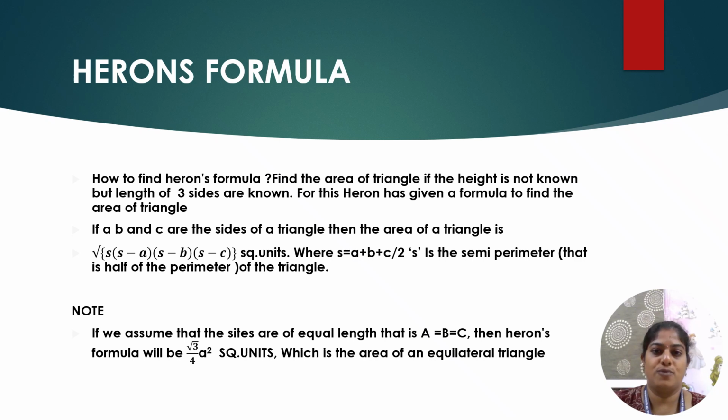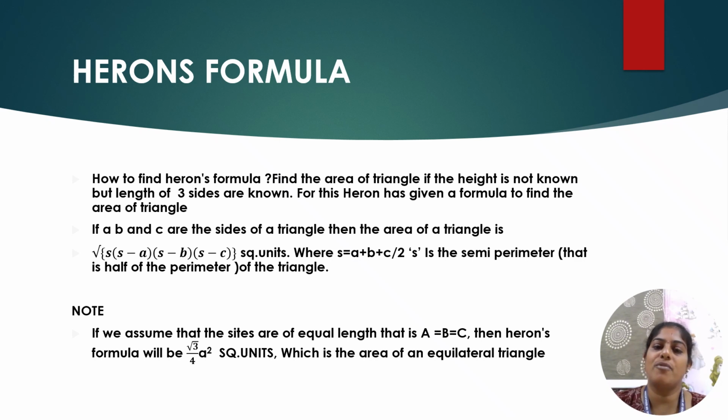Now comes Heron's formula. So what is the purpose of moving to Heron's formula? Once all the three sides are given, we can easily find the area by Heron's formula. Generally you calculate the area of a triangle as half into base into height. If the base or height is not given, it is a complicated process. So if all the three sides are known, it is easy to calculate with the help of Heron's formula.